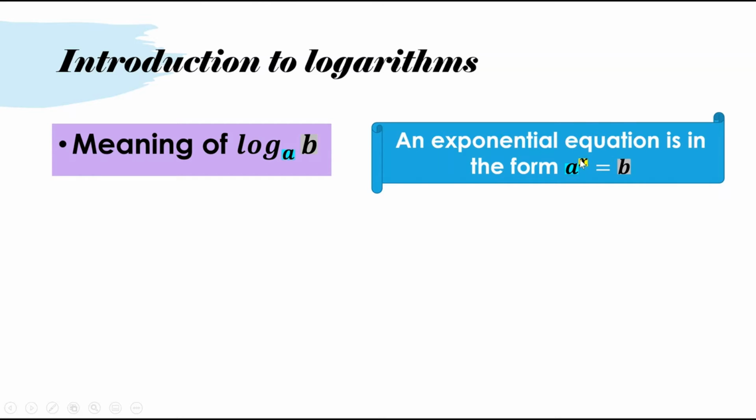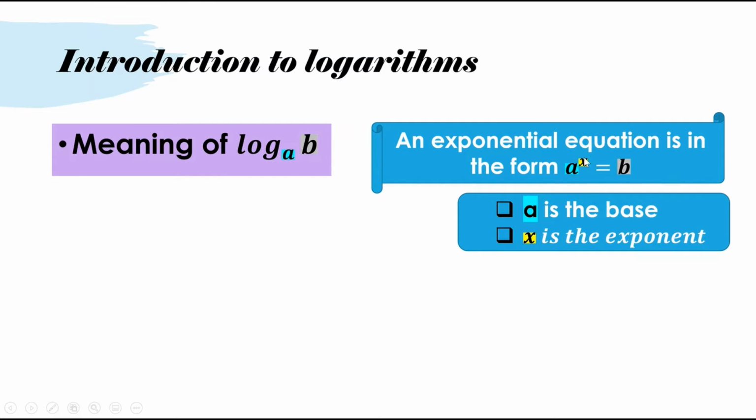Exponent is nothing but the x. X is the power, okay? In this form of equation, we call it an exponential equation or exponential form of the equation. So here a is the base, x is the exponent, and b is the final value of whatever you get, a to the power x, right?